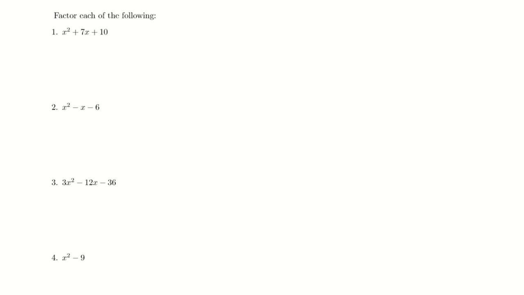Factor each of the following. When we factor, we're trying to write our equation, our polynomial, in a different way. Currently all these polynomials are written in standard form, a form like this: x squared plus bx plus c. And we want to try to turn that into x plus or maybe minus some number times x plus or maybe minus some number. So we're trying to turn our polynomial into separate linear terms.